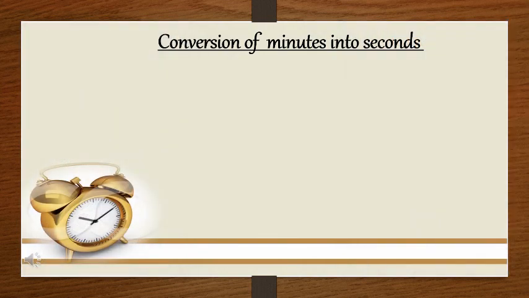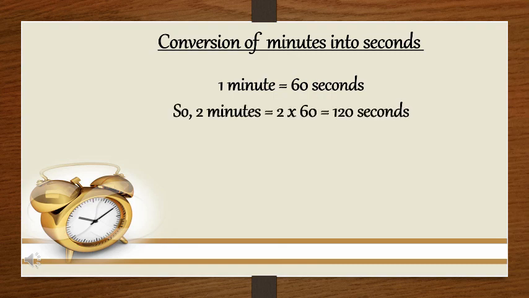After knowing the conversion of hours into minutes, we should also know the conversion of minutes into seconds. As you know that 1 minute is equal to 60 seconds. So to convert minutes into seconds, we have to multiply the number of minutes by 60. As to convert 2 minutes into seconds, we have to multiply 2 by 60. So 2 minutes will be equal to 120 seconds.